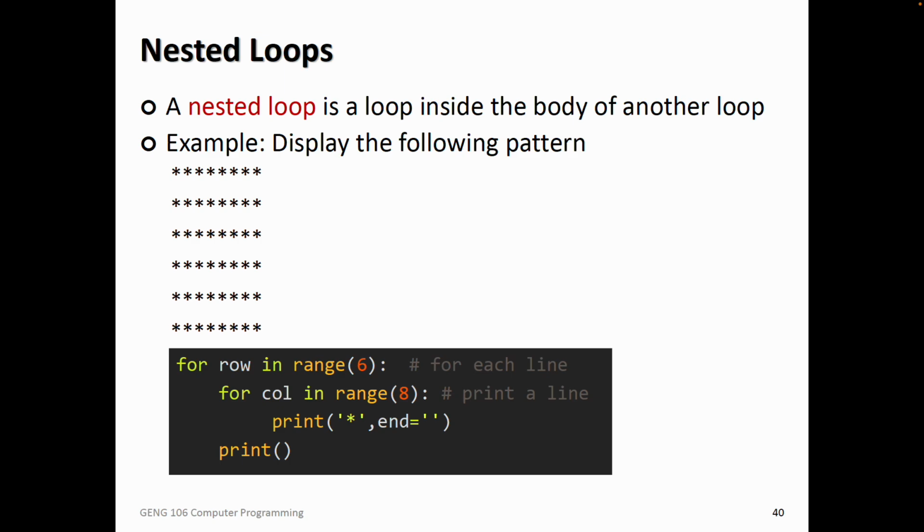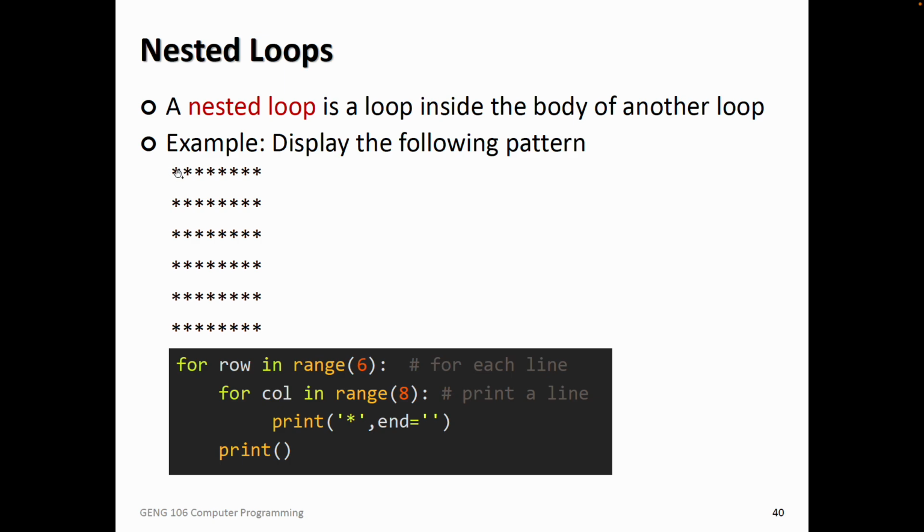But check this indentation. For the outer loop, I have one indentation. But for this inner loop, I put one more indentation so that I know that this print function belongs to this inner for loop, not the outer for loop. And then for this print function, the indentation changed, which means that this print function does not belong to the inner for loop, but it belongs to the outer loop. And we just print this, which means that it will just move to the next line.